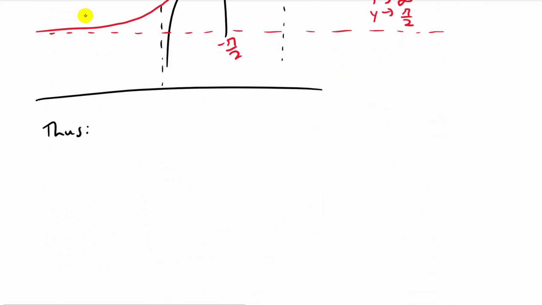Let's write it all down here. The integral from 1 to infinity of 1 over x squared plus 1 dx equals pi over 2 minus pi over 4, finally.